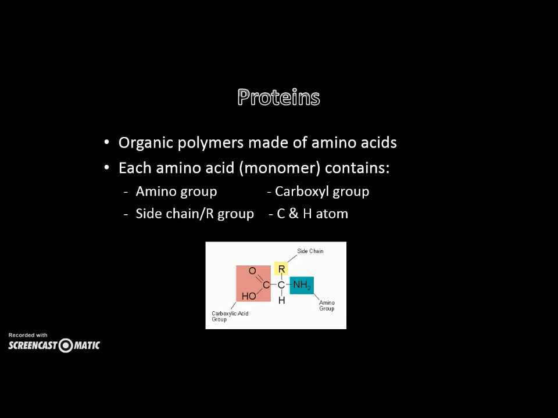Proteins. Proteins are organic polymers made of amino acids. Each amino acid, or a monomer, contains an amino group, a carboxyl group, a side chain, otherwise R group, and a carbon and hydrogen atom. Below you can see an example.